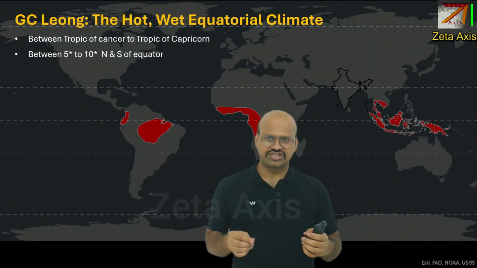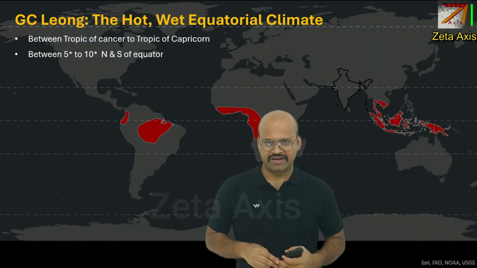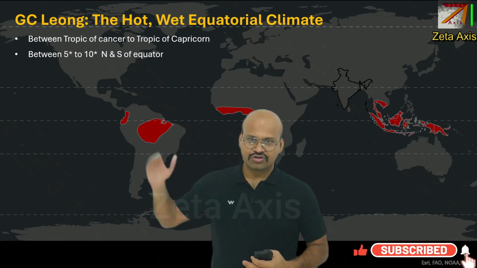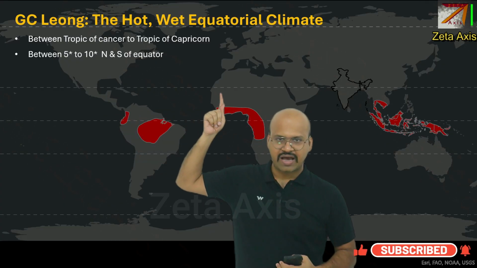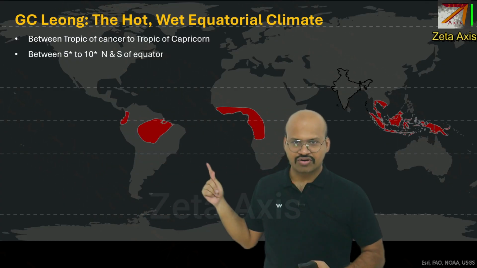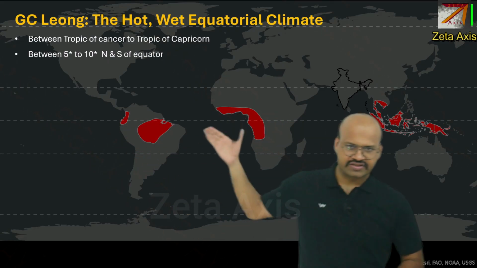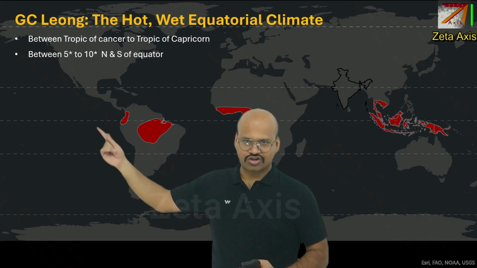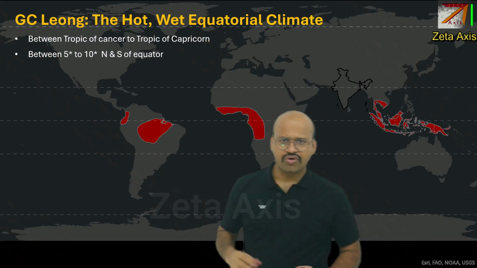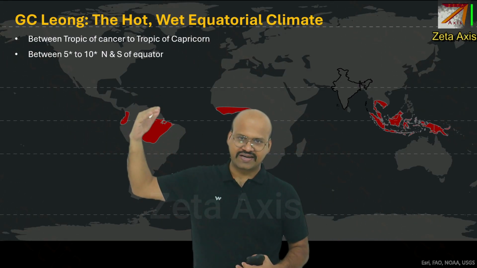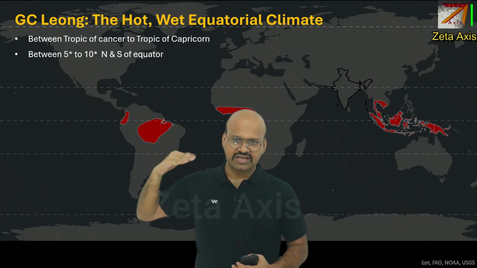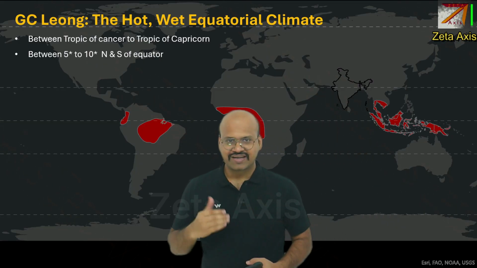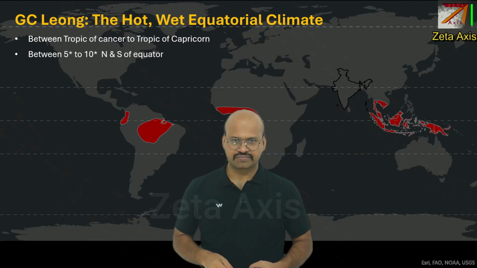Now let's start with the G.C. Leong hot wet equatorial climate, and we can see in this map that the spread is between 5 to 10 degrees north and south. So this is the Tropic of Cancer and this is the Tropic of Capricorn, and we can see that all of this equatorial climate is within the Tropic of Cancer and Tropic of Capricorn along the equator. Moreover, it is safe to say that the whole equatorial climate is within 10 degrees north and 10 degrees south.